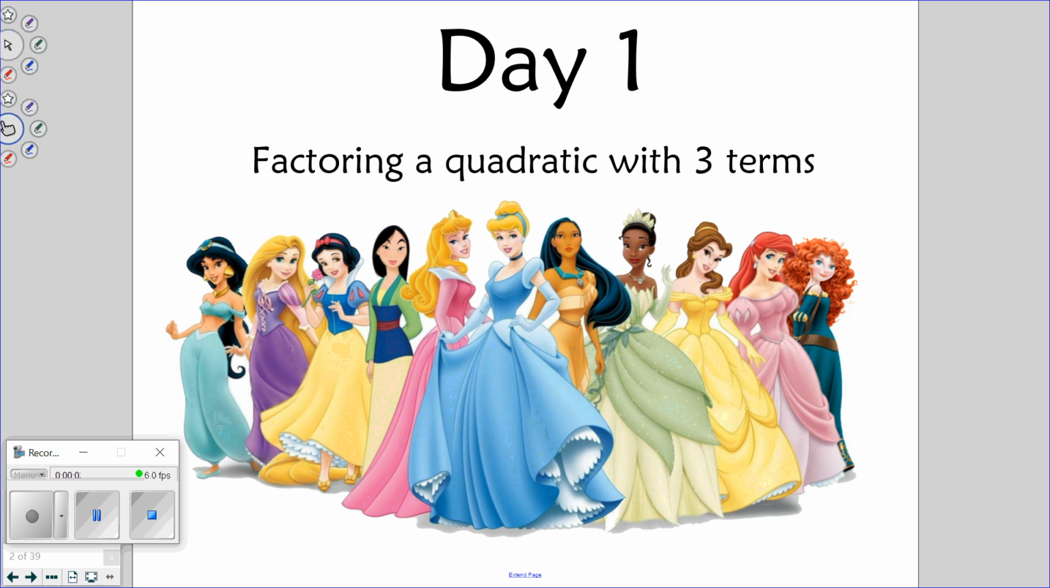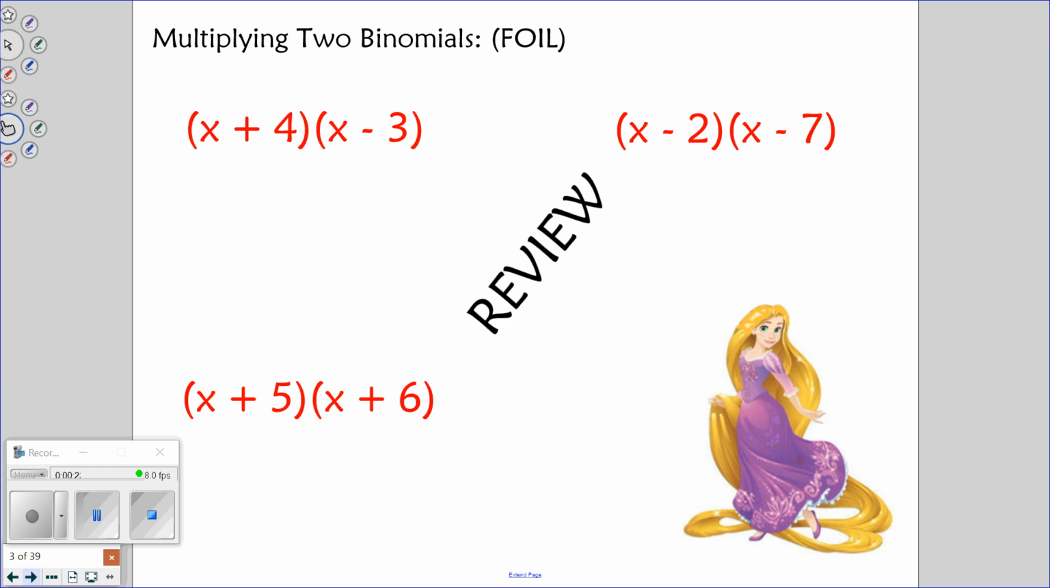All right, guys, so we are looking today at factoring something with 3 terms. On Friday, we looked at pulling out a GCF only. Today, we're going to look at just factoring something with 3 terms. And then tomorrow, we're going to put GCF and what we do today together. Okay? So just hang tight for that part.